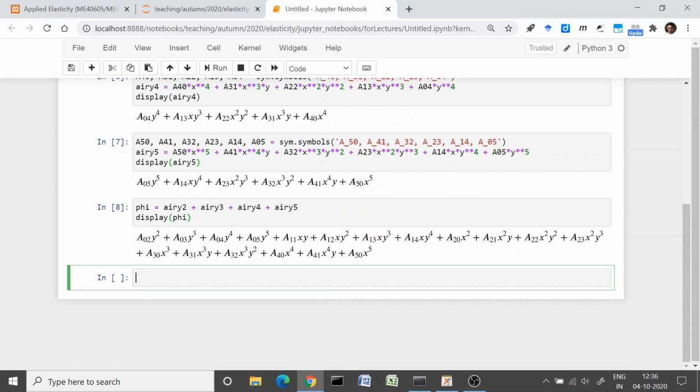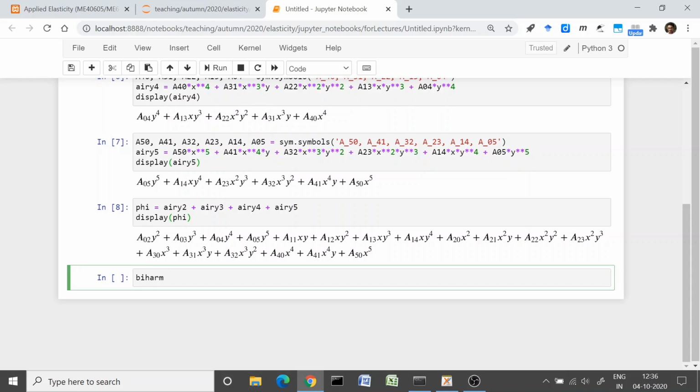All right, now the first thing that I need to ensure is that this humongous Airy stress function that I have written, what conditions must be satisfied so that the biharmonic equation is not violated. We have to understand that this phi must satisfy the biharmonic equation. So what are the conditions that must be satisfied? For that, we'll consider the biharmonic of this.